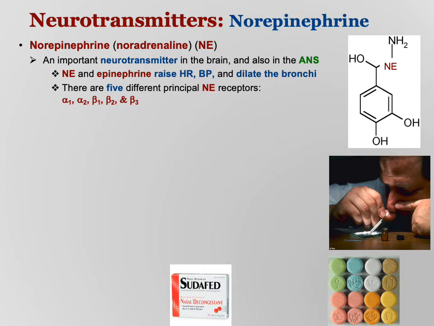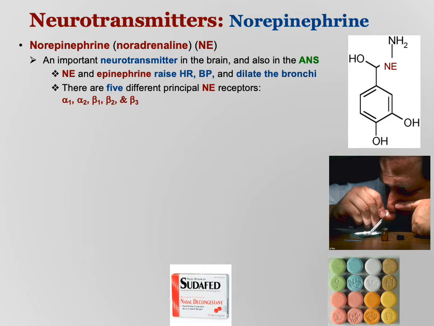There are 5 different principal norepinephrine receptors, and they name them for the first letters of the Greek alphabet. Greek alphabet: alpha, beta, gamma, delta, epsilon, zeta, eta, theta, iota, and so on. So alpha 1, alpha 2, beta 1, beta 2, beta 3. Those are the 5 main receptors for norepinephrine.